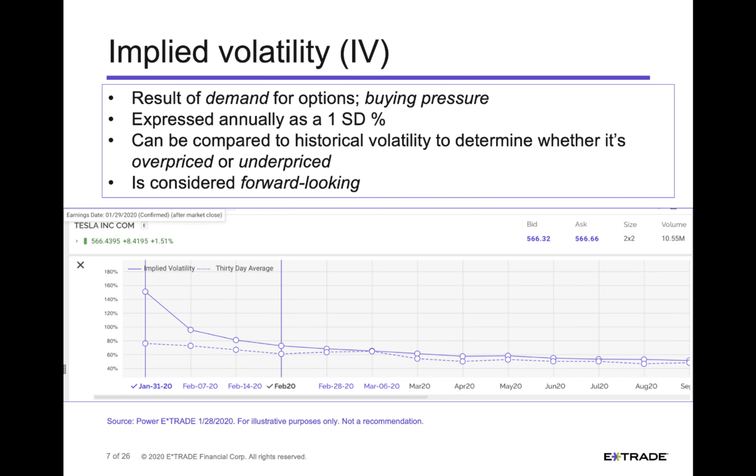Okay, so let's go ahead and take a look at an example here. So here's an implied volatility example, and I went ahead and pulled up Tesla on this one. So a couple of bullet points real quick. Remember, implied volatility is the result of demand for options. It's the buying pressure that is driving it up. It's expressed annually as a 1 standard deviation percentage move.